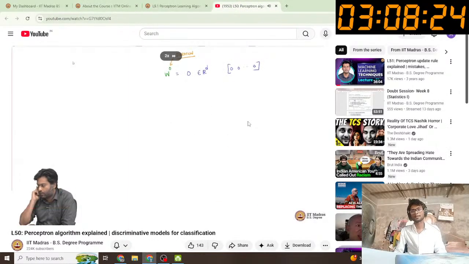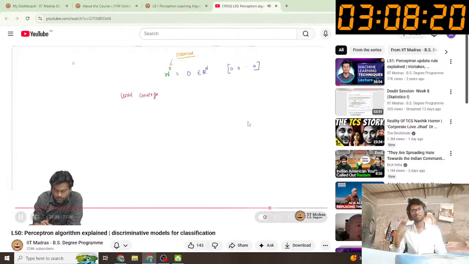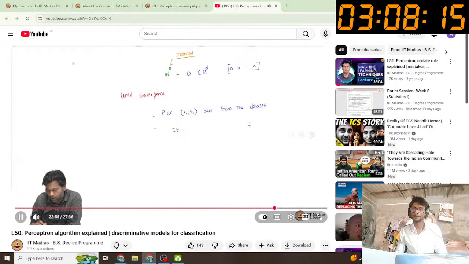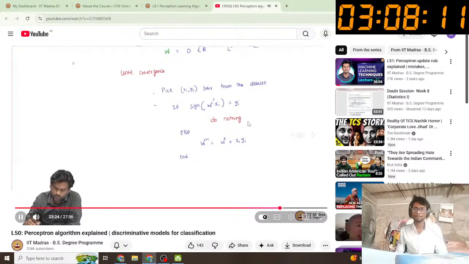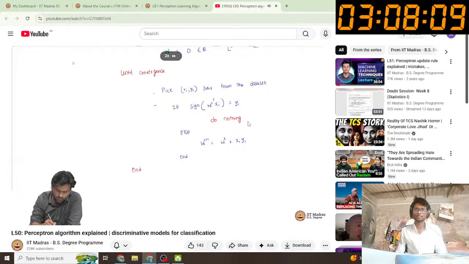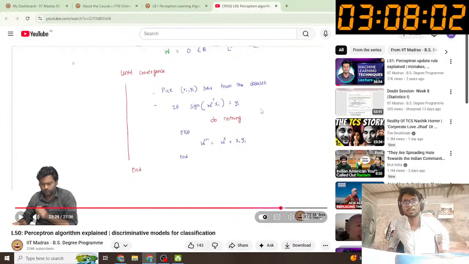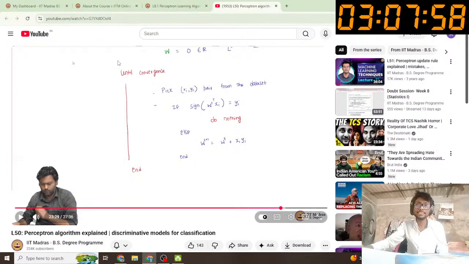It's a very simple algorithm. Let me put down the algorithm and then we'll talk about properties of this. So the algorithm goes as follows. Until convergence, from the dataset, pick a point i. Okay, so we have the algorithm now. This is one of the easiest algorithms.